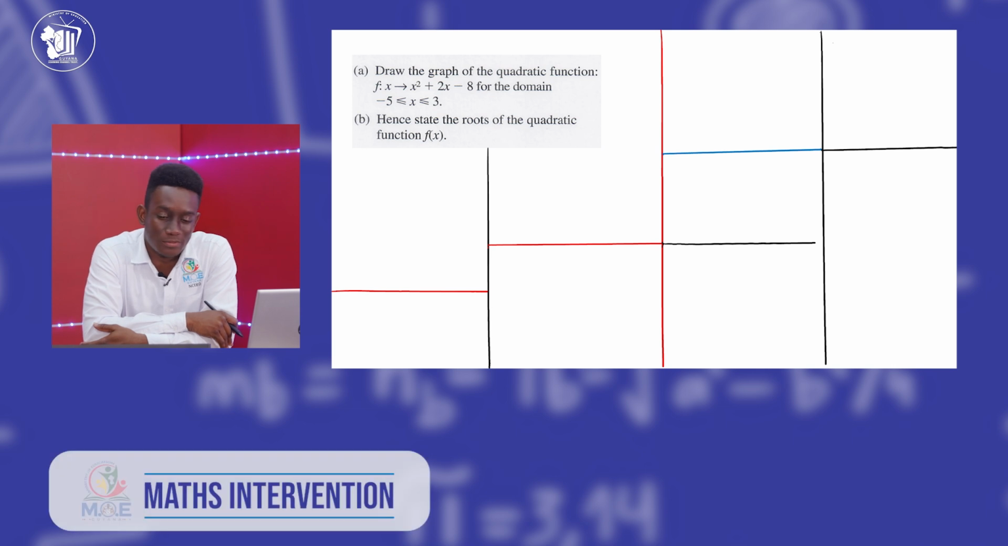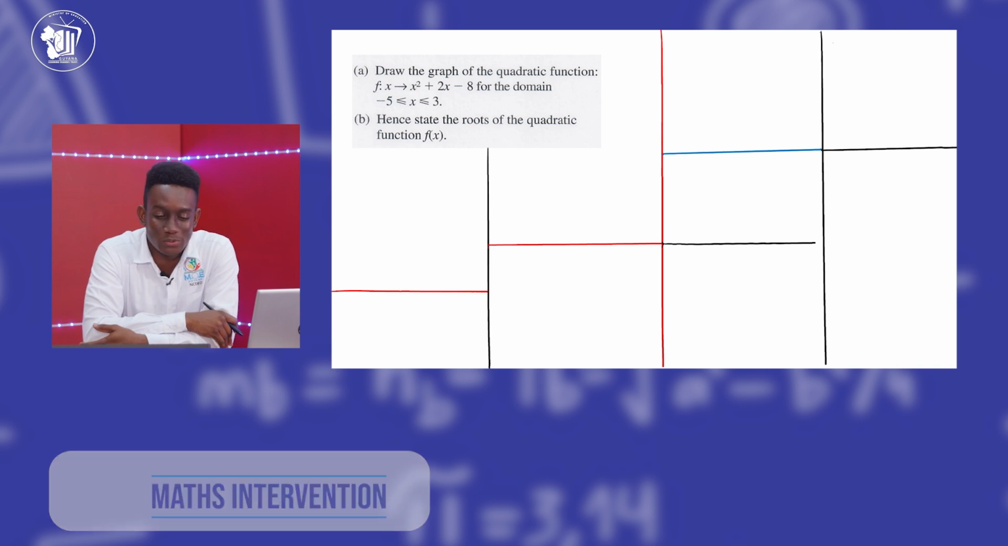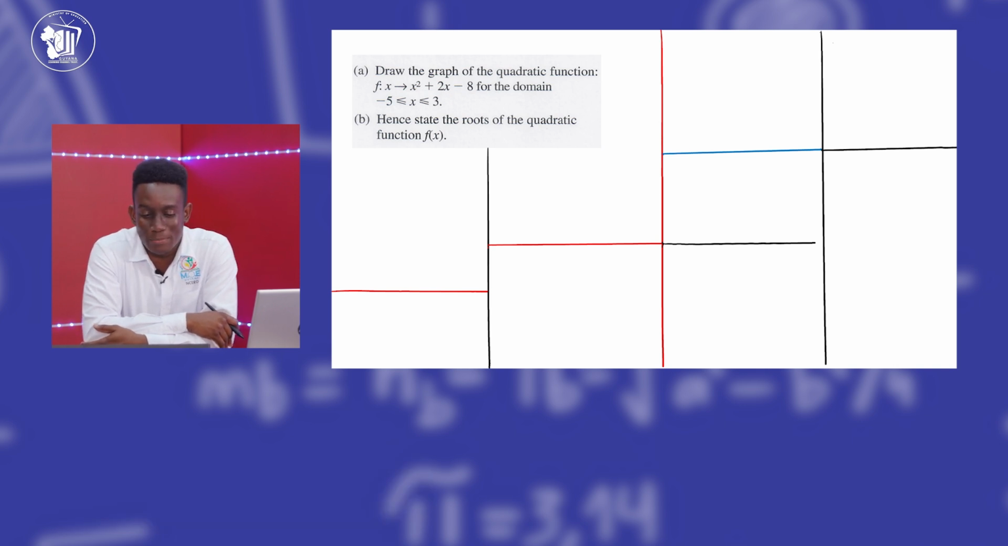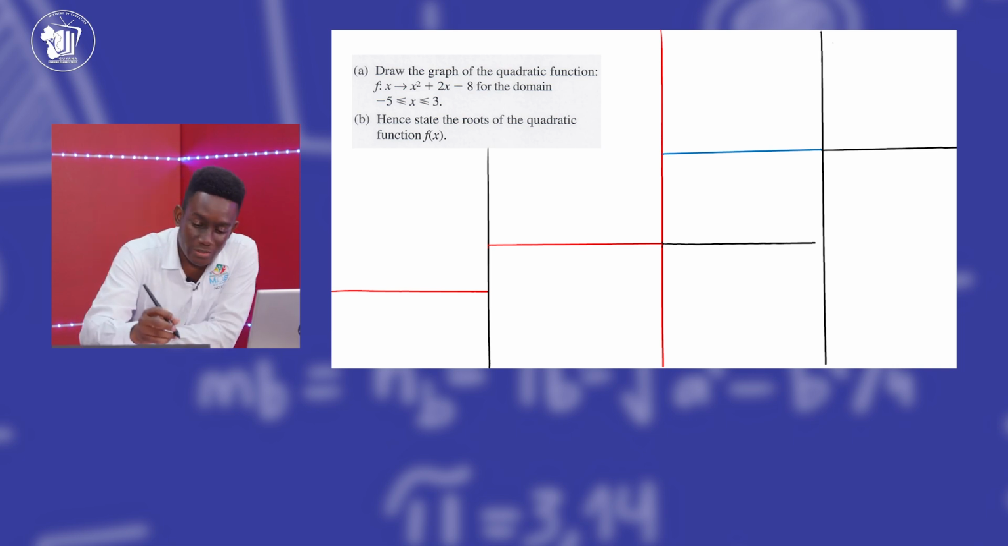So let's look at this example. This example says, draw the graph of the quadratic function f of x, which is equal to x squared plus 2x minus 8, for the domain x is greater than or equal to negative 5, and x is less than or equal to 3. So we're talking about this domain here, and we're talking about drawing this function.